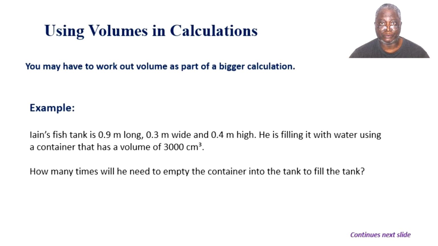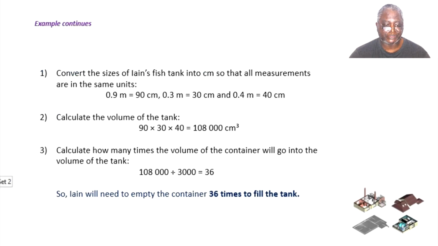So be careful. First, convert the sizes of Leon's fish tank into centimeters so that all the measurements are in the same units. 0.9 meter is equal to 90 centimeters, 0.3 meter is equal to 30 centimeters, and 0.4 meter is equal to 40 centimeters. Secondly, calculate the volume of the tank. 90 times 30 times 40 is equal to 108,000 cubic centimeters.